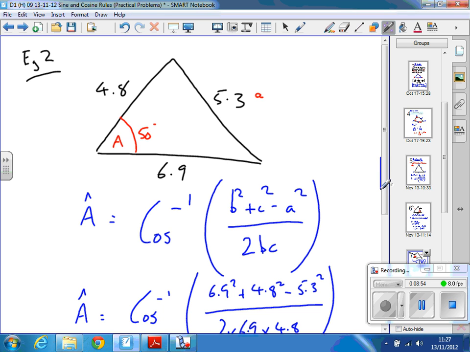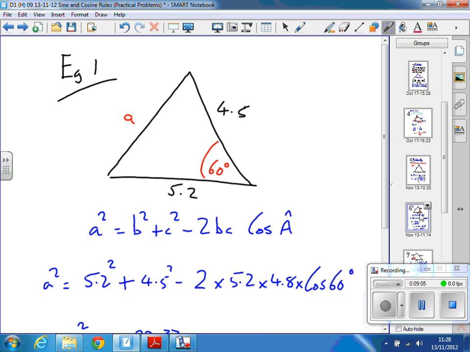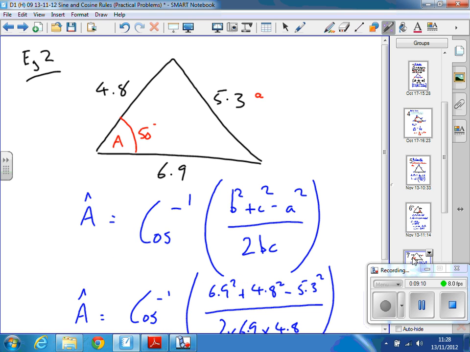These examples are the only 2 where you're going to come across using the cosine rule, because in any other situation, we'll have a ratio. The only times you don't have a ratio is if you've got 2 sides and the included angle, which is the first example you looked at, or we know 3 sides and none of the angles.